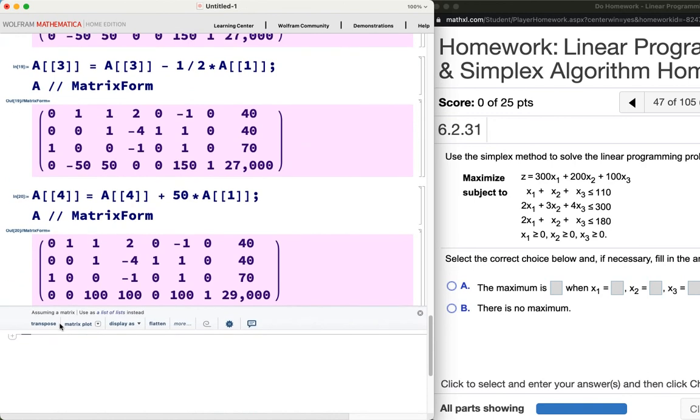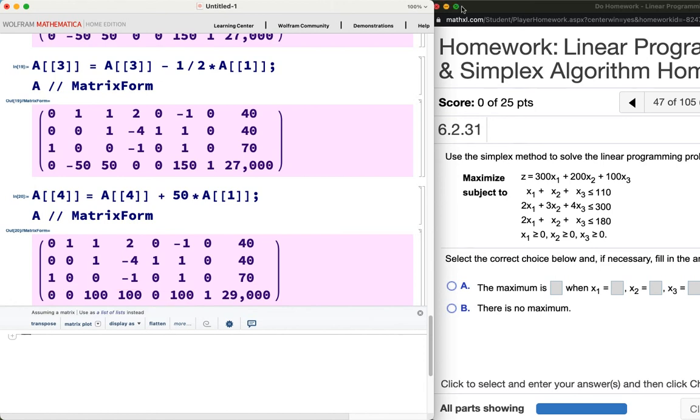Okay, so now you got to ask yourself, look at the bottom row. Is anything negative over here? No, I see 0, 0, 100, 100, 0, 100. Everything is 0 or positive. Yay, so we can celebrate. We're done with the problem.